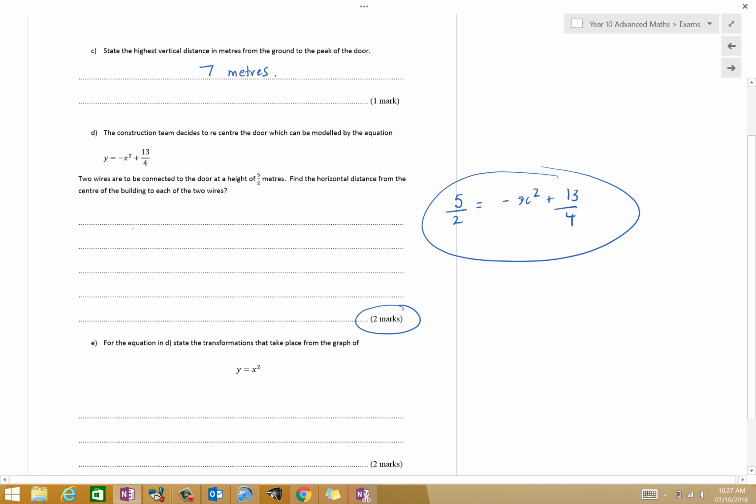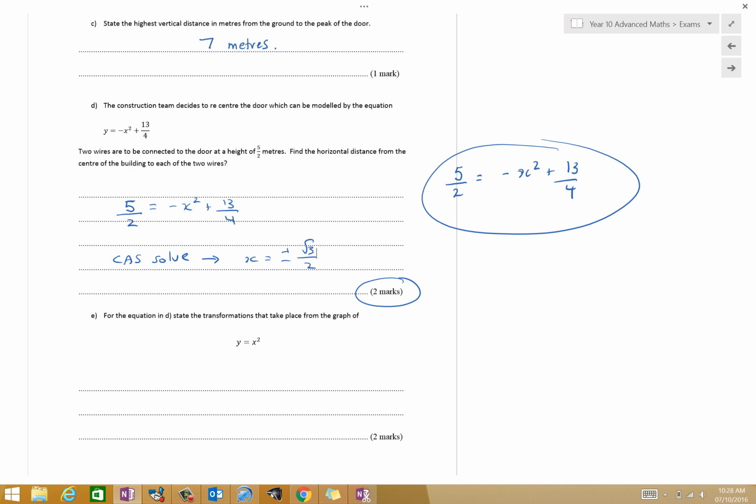So if I saw some evidence of this, you can't just write the answer because it's 2 marks. What I wanted to see is 5 over 2 is equal to minus x squared plus 13 on 4. If you said to me, CAS solve gives you an answer of x equals plus or minus root 3 on 2, then that would be enough working that I've seen the method mark. Would that be for every teacher though? Yes. In an exam too, yes, absolutely.